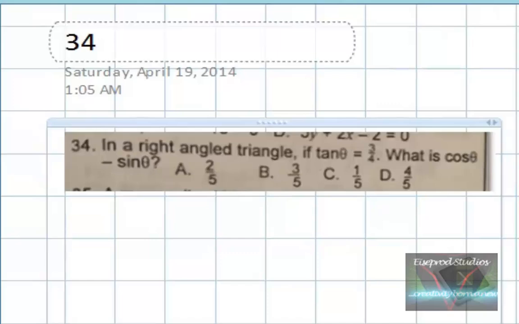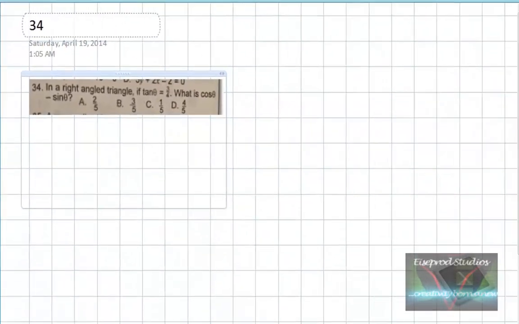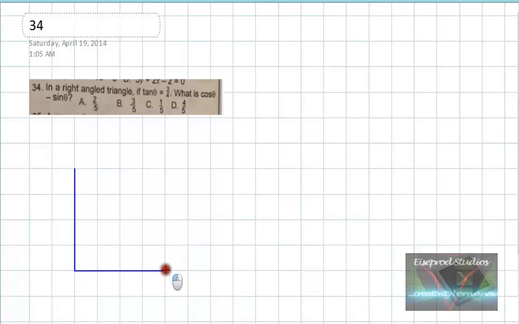Question 34 asks us about a right angle triangle, and it tells us that if tangent theta is 3/4, what is cosine theta minus sine theta? It's hard to draw a right triangle with that. Okay, so we have a right triangle, and it tells us that tangent theta is 3/4. So we're going to call this angle right here theta.